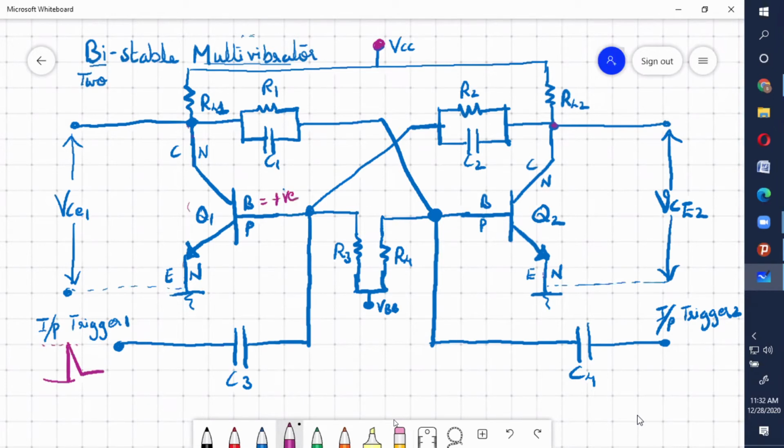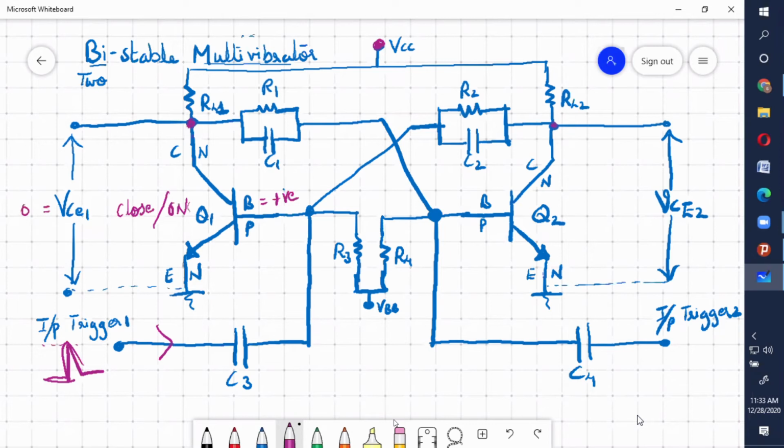Whenever the base becomes positive, what will happen to Q1, students? This is a positive trigger I applied, a positive value at this point. So now the base is positive. What will happen to transistor Q1? It's on. So it is also acting as a closed switch. Once it is acting as a closed switch, what will be the value at VCE? Zero. So VCE1 is equal to 0, right?